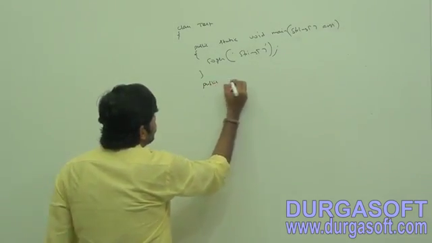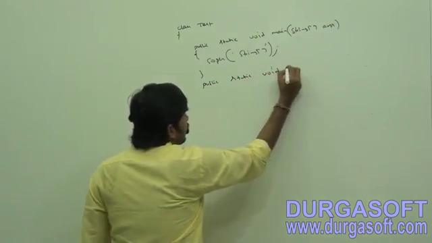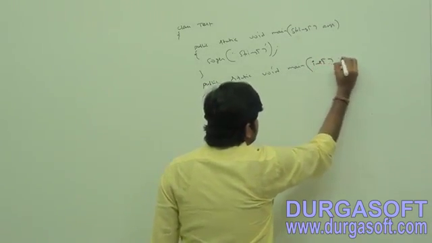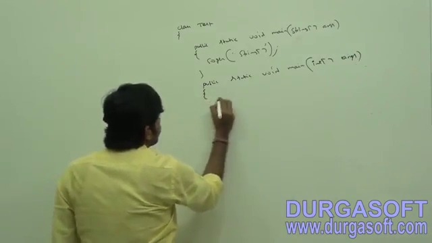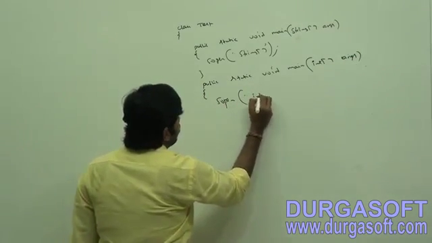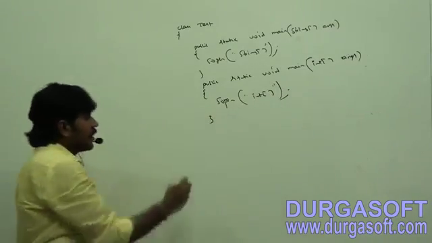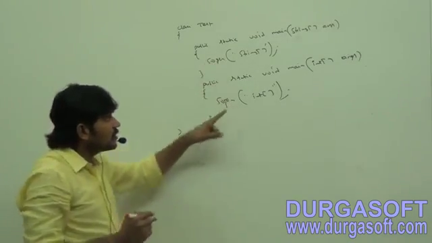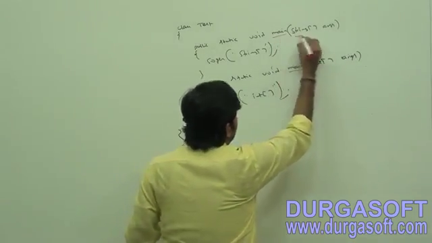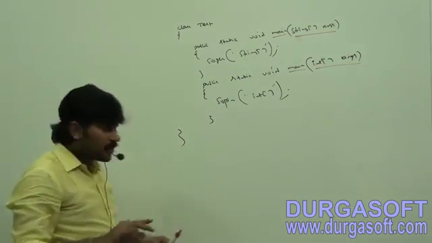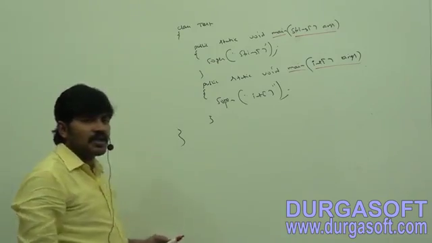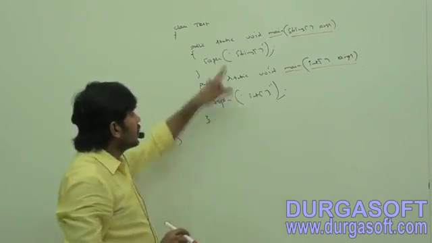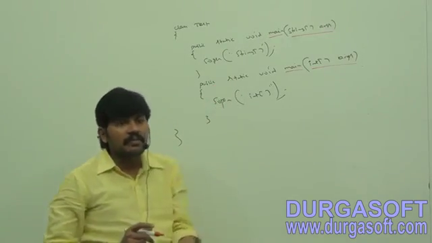Now public static void main int array args, system.out.println int array. Can you tell, is it valid or not? Two methods with the same name but different argument types. What is this concept? Overloading. Is the concept applicable for static methods or not? Yes, including the main method also.